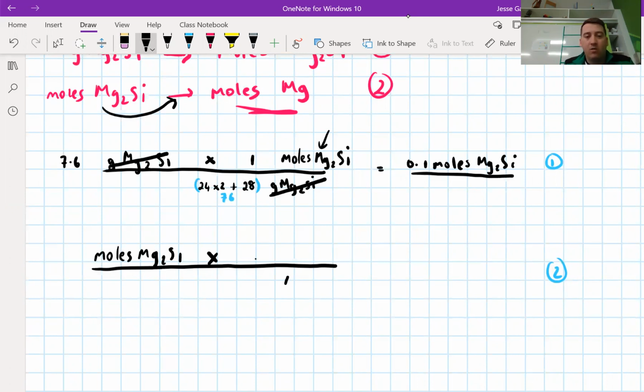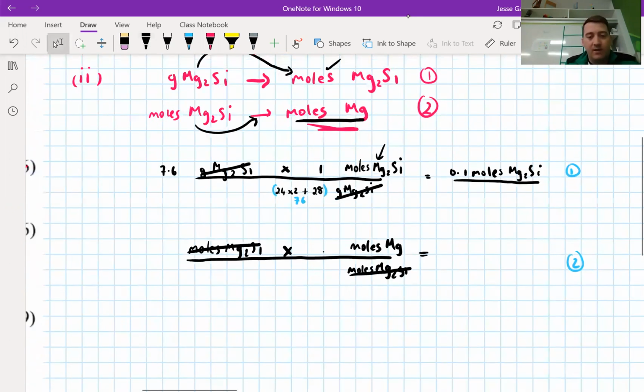Okay, so I've got moles of Mg2Si on the bottom, and they cancel. And then we've got moles of Mg left on the top, and that's what I want to be in my answer. Look here. All right, so now we need to fill in the numbers. We've got the unit analysis done. So remember, this is the amount of moles of Mg2Si I had. Sorry, I don't need to write that. It's 0.1. That's what I worked out before.